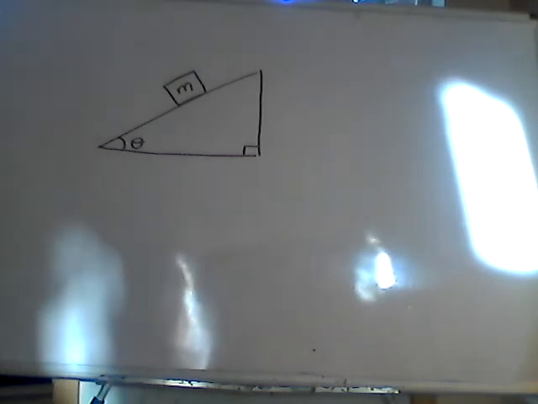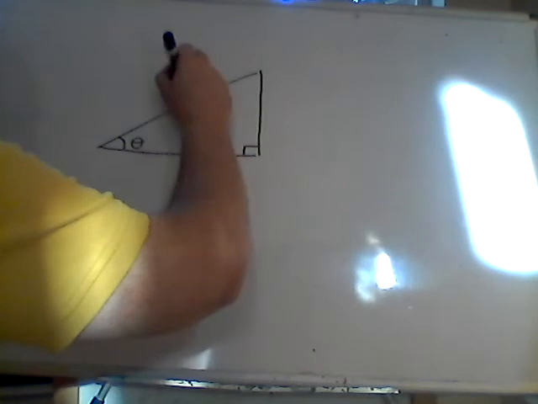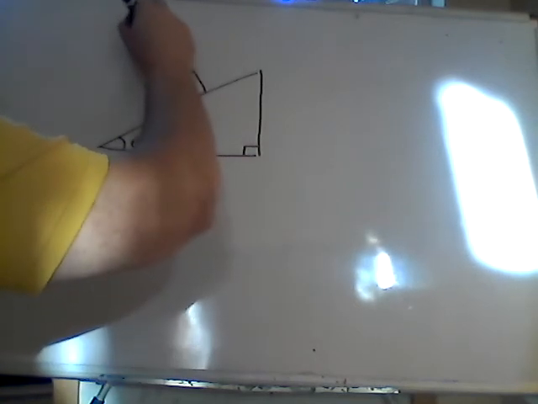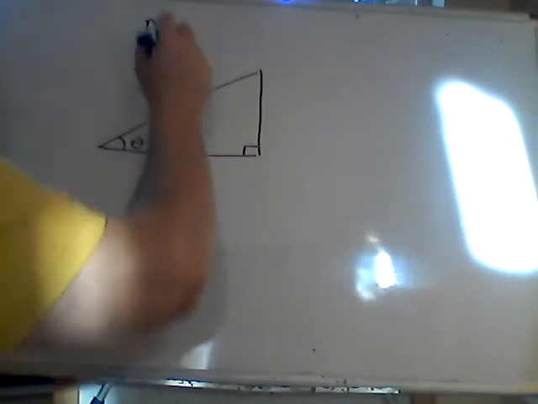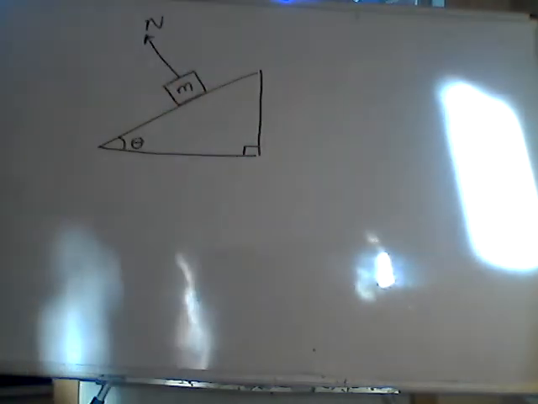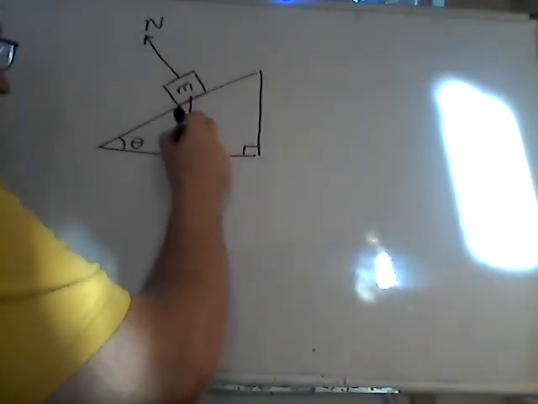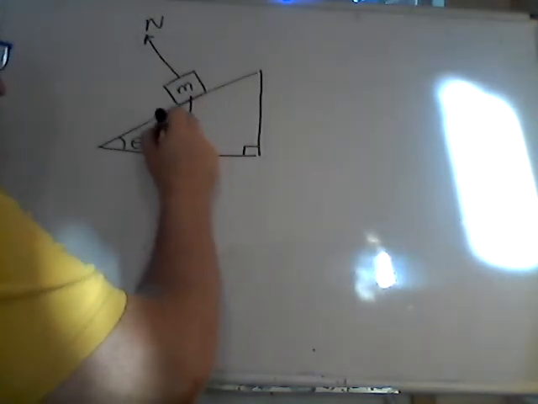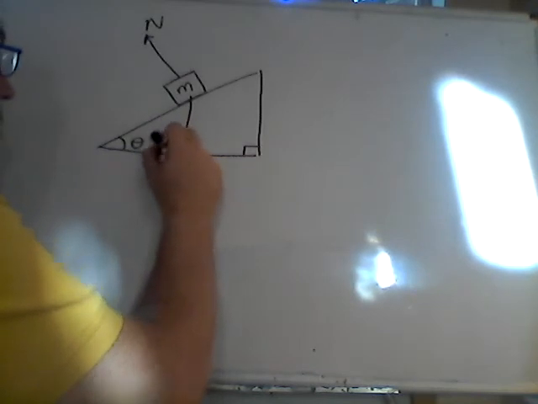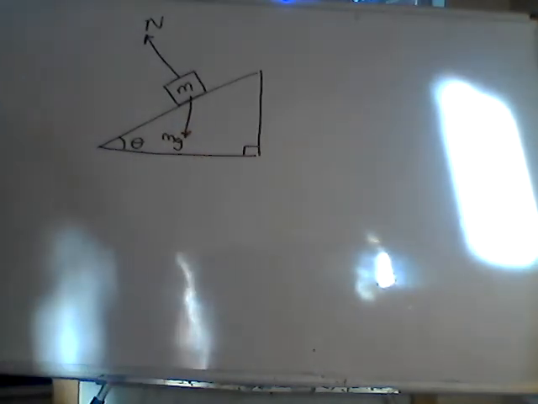Well, we have a normal force that'll be perpendicular to the surface of this incline. Again, a normal force is always perpendicular to the surface. We have weight, mg, that's going to go straight down. All right, so that's going to happen. And any kind of acceleration and any frictional force is going to go along the incline.